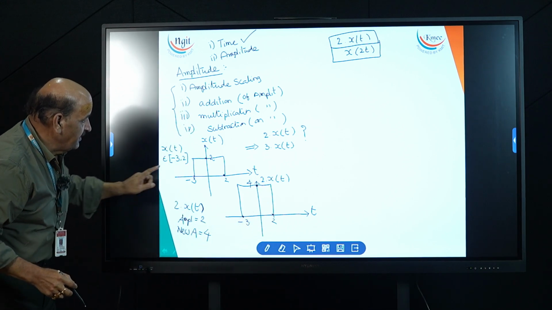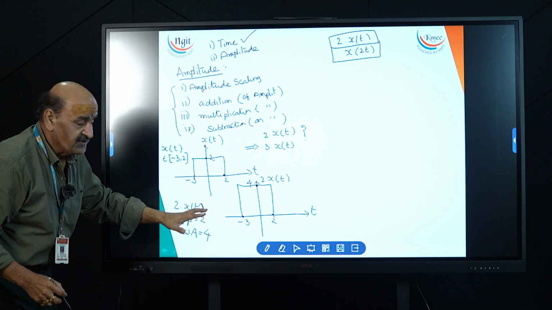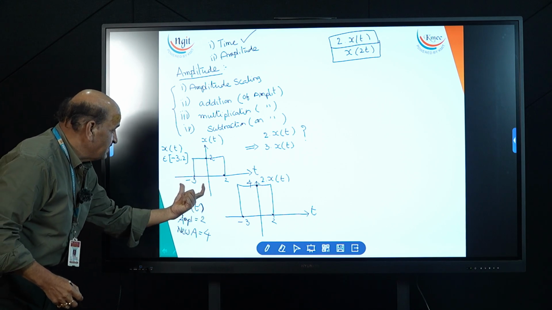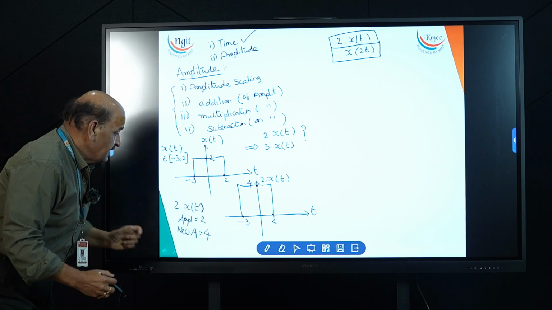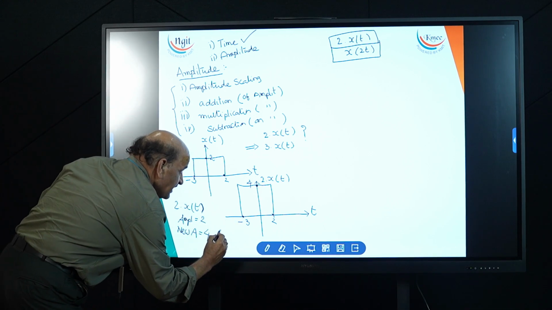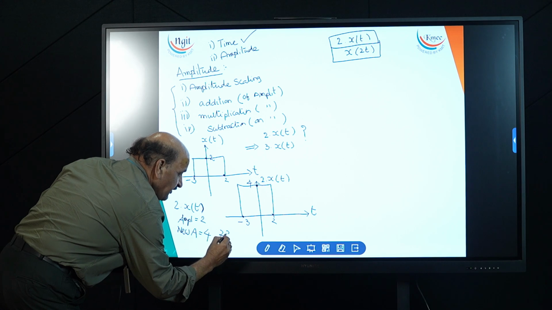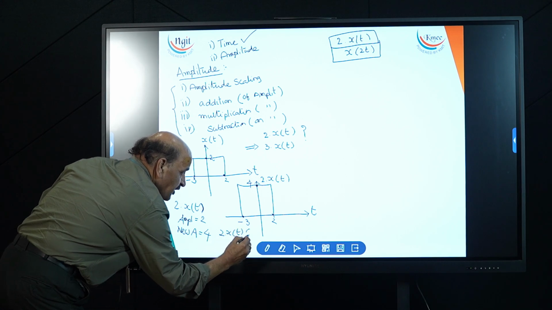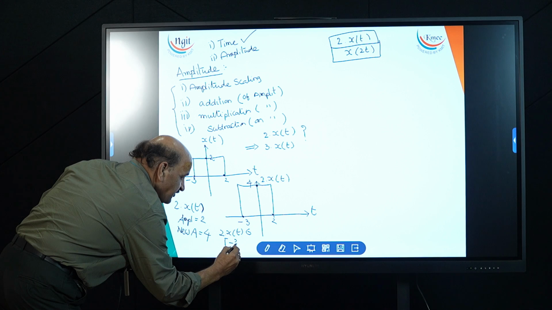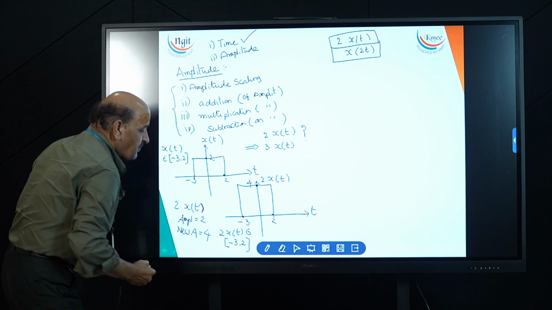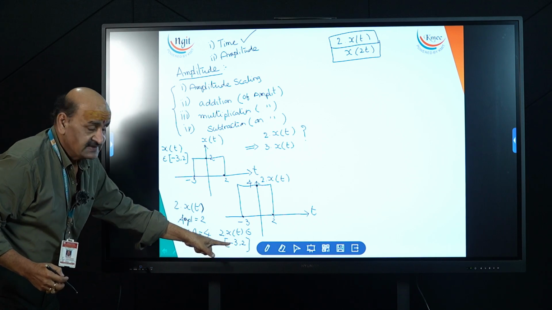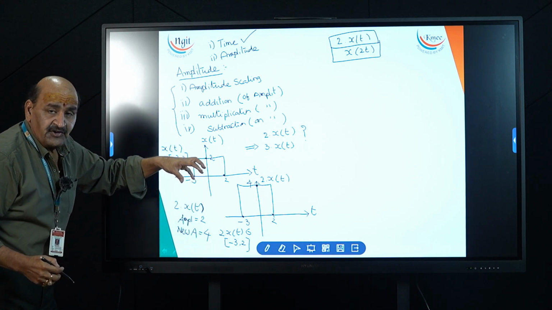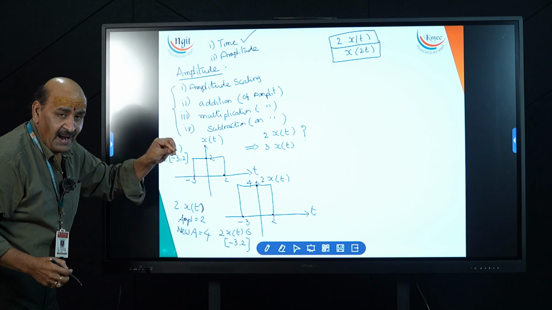Look at the difference between these two sketches. In the previous case, the width is in the closed interval of -3 to 2. Here also, the width of the new signal belongs to which one? -3 comma 2. There is no change in the width of these two signals. The change is only in terms of amplitude.